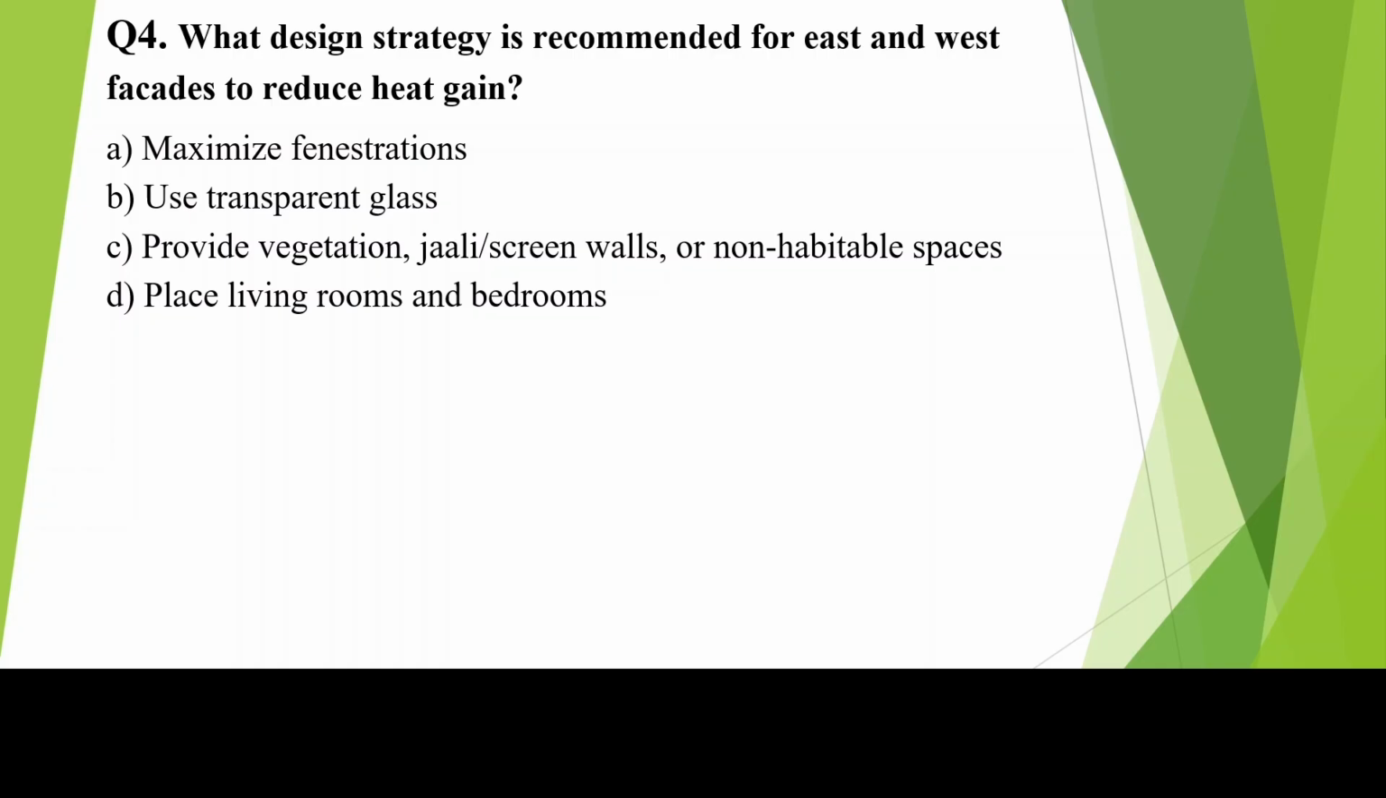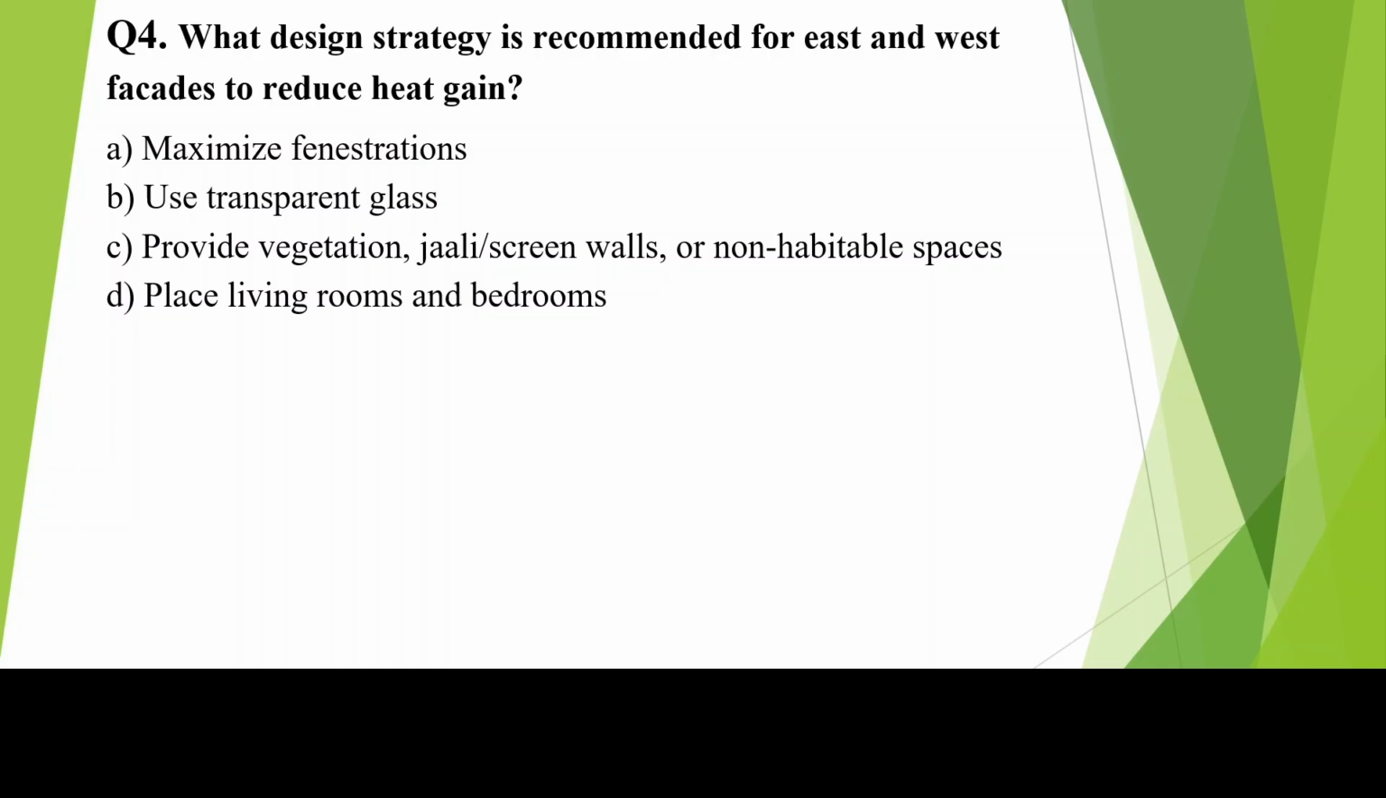And in the lecture also it was well discussed: east and west facade with buffers like vegetation or jalis, or creating non-habitable spaces like toilets, staircase or storerooms. It will help us to minimize the direct solar heat inside the room. So that will be the better strategy recommended for east and west facades to reduce heat gain. So option C is the correct answer for this question.